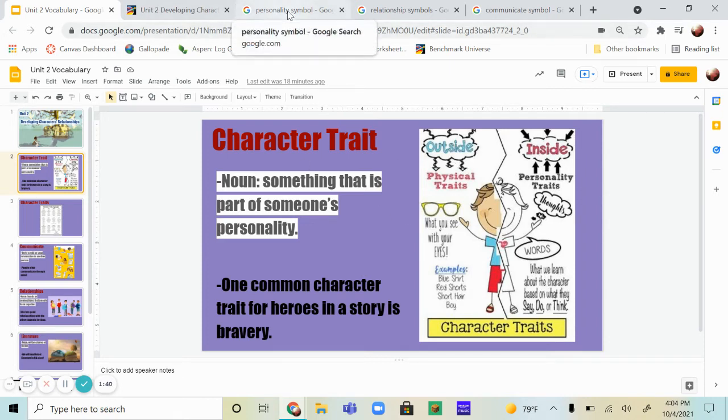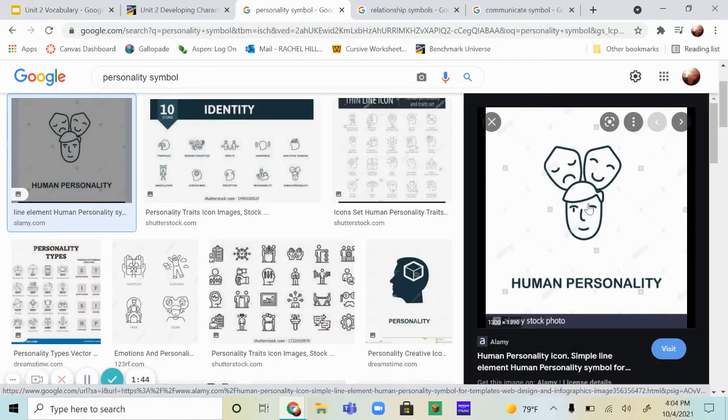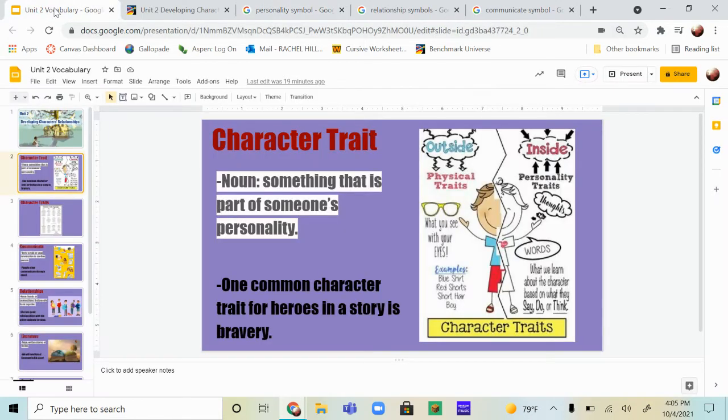And if you're struggling to get a good symbol for this one, maybe something like this, where you've got the person, but then there's also these happy and sad masks above their head to kind of show that they could be any of those things. So go ahead and add your entry for character trait.